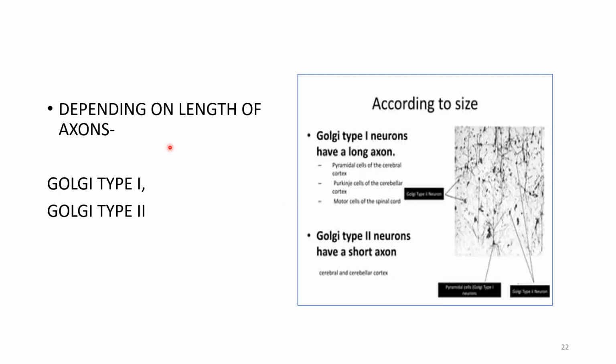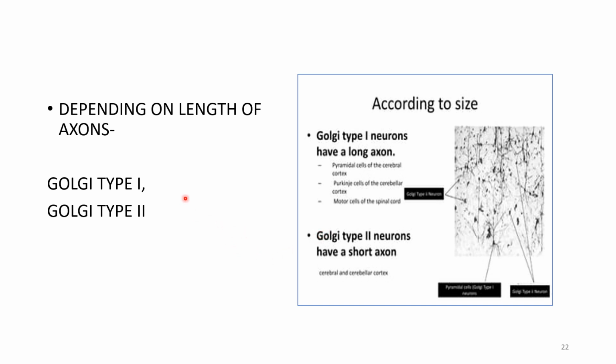Now coming to the other category of neuron, depending on the length of the axon. That is Golgi type 1 and Golgi type 2 neurons. The Golgi type 1 neuron has a long axon, and the Golgi type 2 neuron has a short axon. So it depends on the length of the axons.